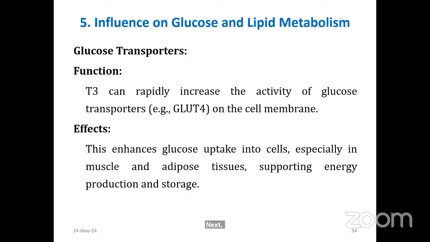T3 also increases the activity of glucose transporter GLUT4 receptors on the cell membrane. And this enhances the glucose uptake by the cells, especially in the muscles and adipose tissue, and supports energy production and storage. So this is a very important function of T3 because T3 can directly alter the glucose metabolism by affecting the GLUT4 receptors.